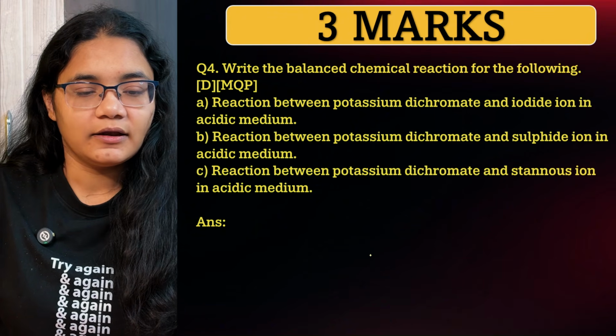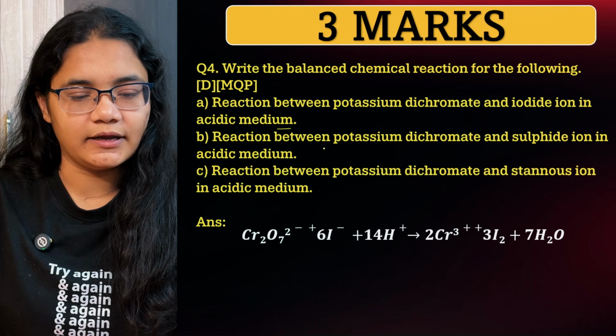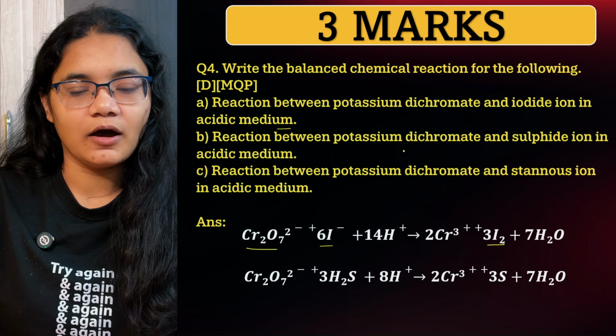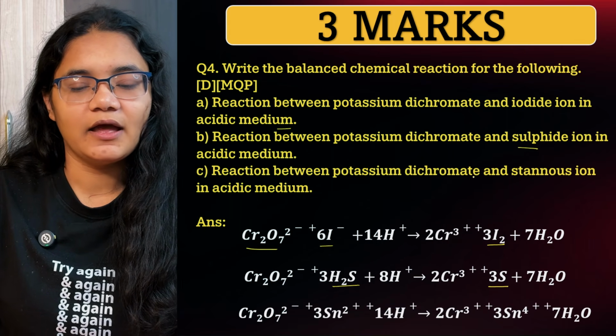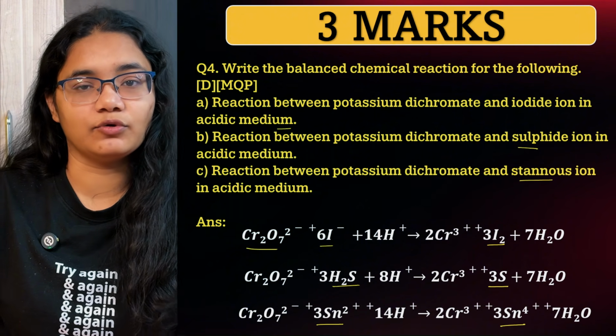Okay. Next, we have potassium dichromate and iodide ion in the acidic medium. So this time potassium dichromate in acidic medium gives you I2. Potassium dichromate with sulfide ion in acidic medium gives you sulfur, and with stannous ion, Sn2+ gives you Sn4+.